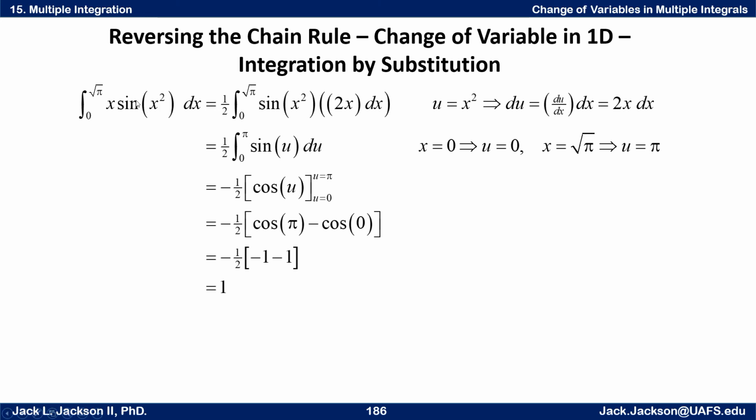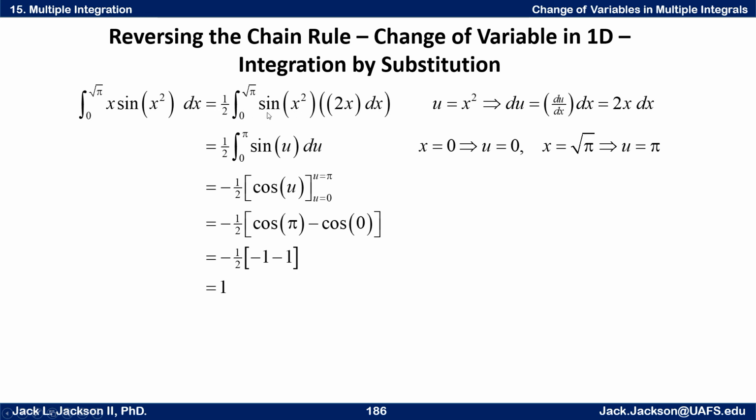We see that we have the sine of something more complicated than a single variable, so we let that be the u. So we let u equals x squared. Then du is the derivative of x squared, du over dx times dx. The derivative of x squared is 2x, so du is 2x dx.